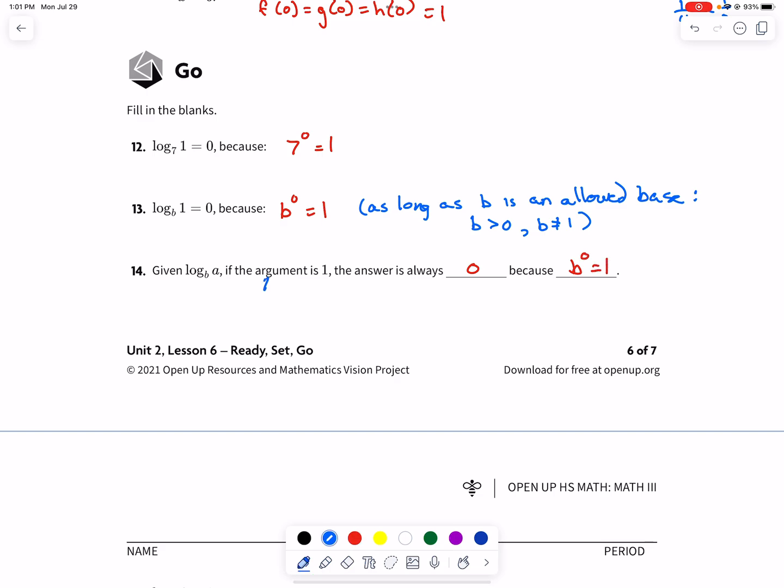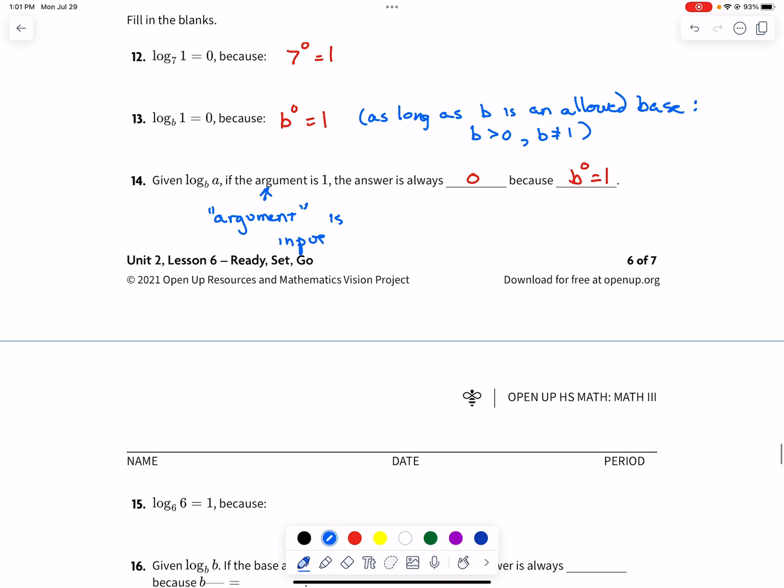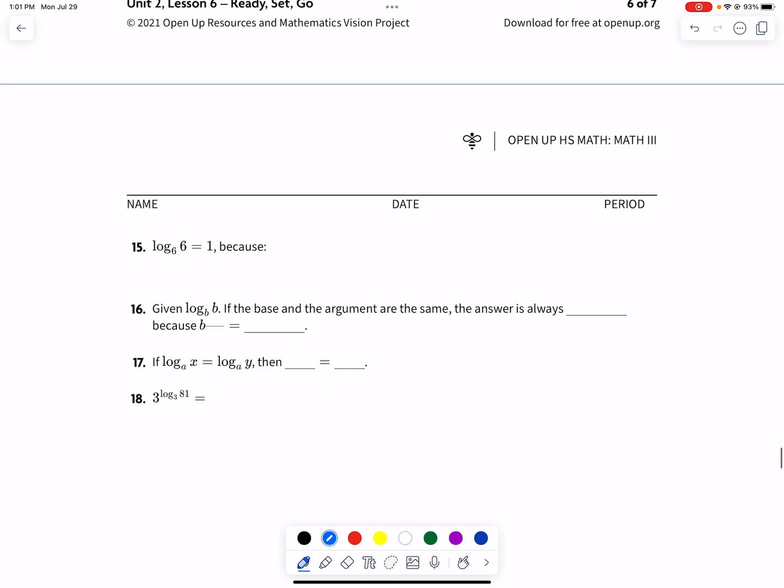Just a little note, argument is input. Okay, we're getting there, almost done. Log base 6 of 6 is 1 because 6 to the 1 is 6. Quelle surprise. I can't fit that all in, but it's going to be trying to write b to the 1 is b. Okay, as long as b is allowed.